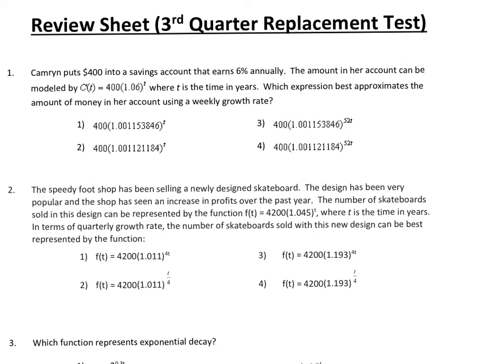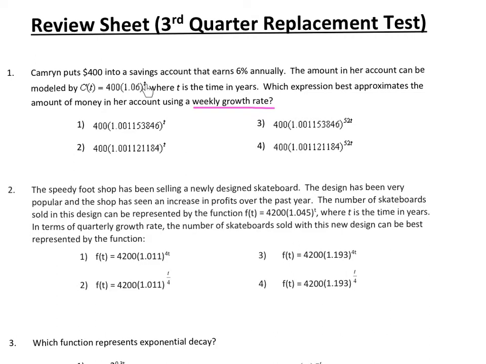Okay, number one, Cameron puts $400 into a savings account that earns 6% annually. The amount in her account can be modeled by this given equation, where T is the time in years. Which expression best approximates the amount of money in her account using a weekly growth rate? Okay, so if we take a look at this original function here, right?